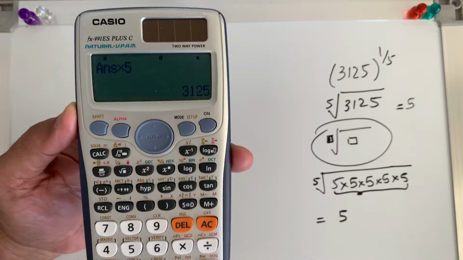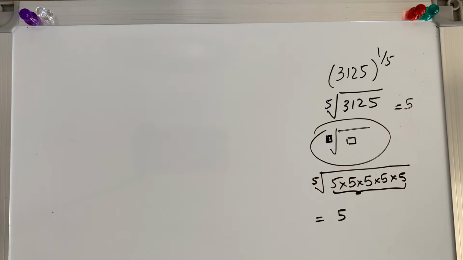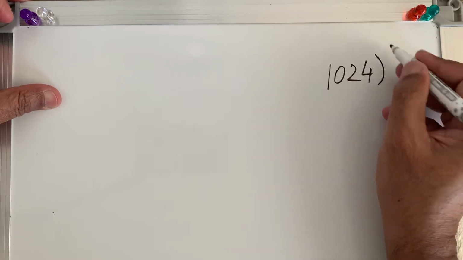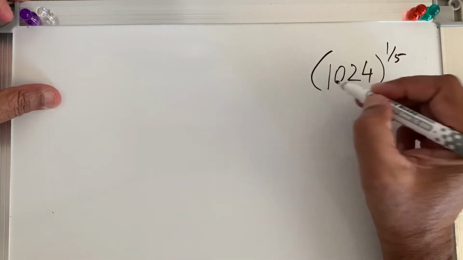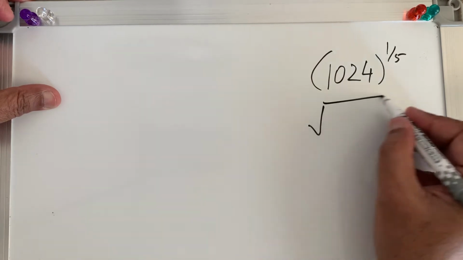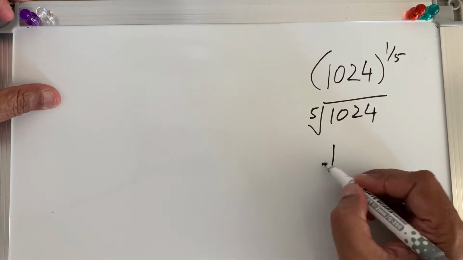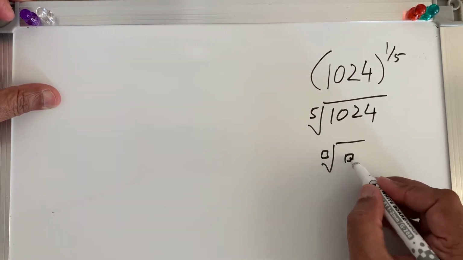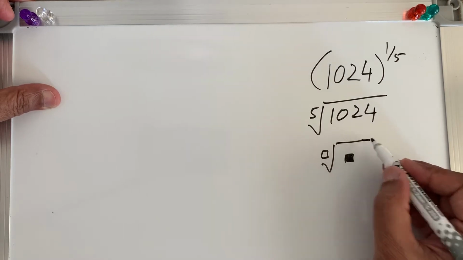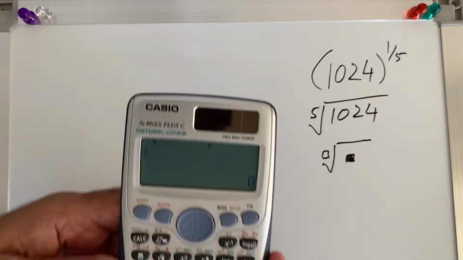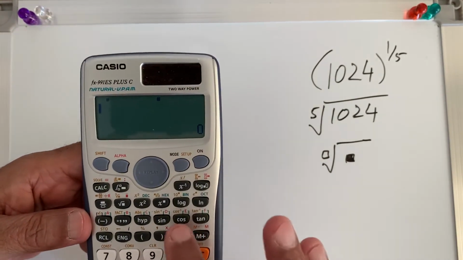We'll take another example and you will be solving it. Take another example, 1024. If we have 1024 to the power 1 over 5, we can write this as the fifth root of 1024. And we know the button, which is like this, and it's again the shift function. But before shift, you have to put down the number of the root you are taking. So you are taking the fifth root.